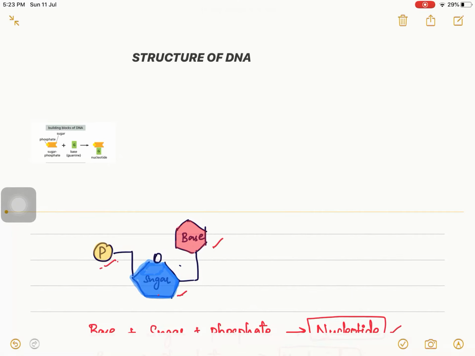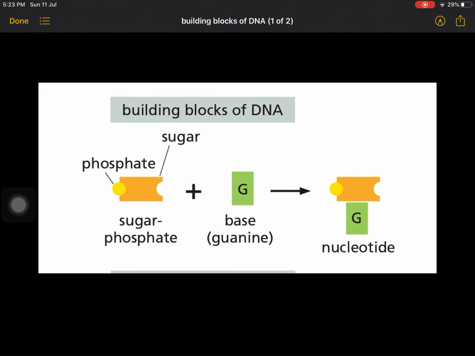Hi friends, today we will see about the structure of DNA. So first, very important, what is the building block of DNA? The building block of DNA is made of a sugar group, a phosphate group plus one base. As a combination we will call it a nucleotide.